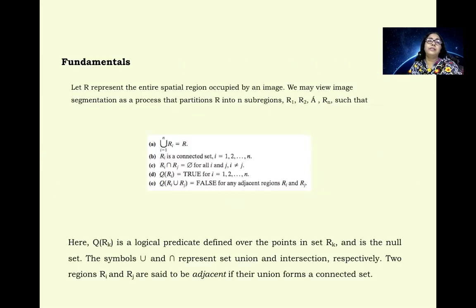Now these are the fundamentals. Let R represent the entire spatial region occupied by an image. We may view image segmentation as a process that partitions R into n subregions R1, R2, up to Rn, such that: (a) the union of Ri, for i equal to 1 to n, equals R, meaning all the regions will be included within R; (b) Ri is a connected set, for i equal to 1 to n; (c) the intersection of Ri and Rj is the empty set for all i and j with i not equal to j. These are the predefined and fundamental rules for segmentation.